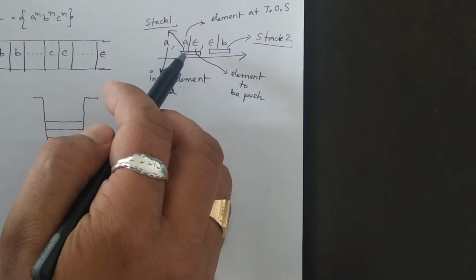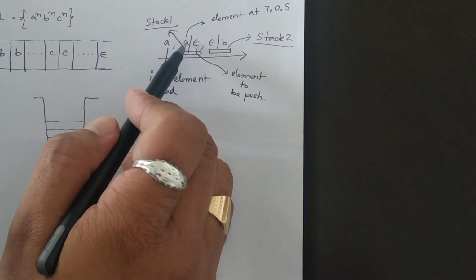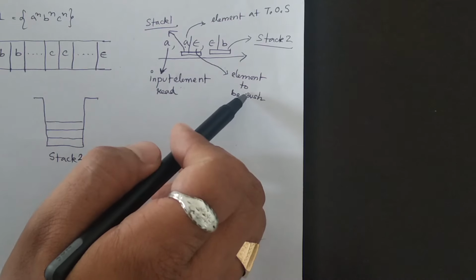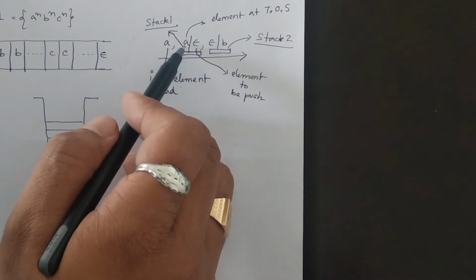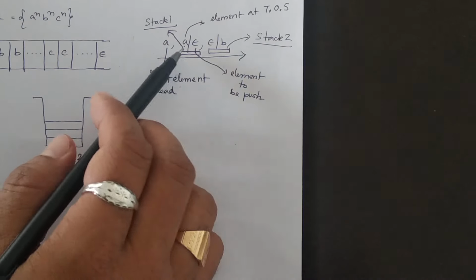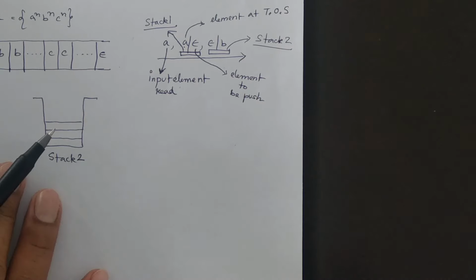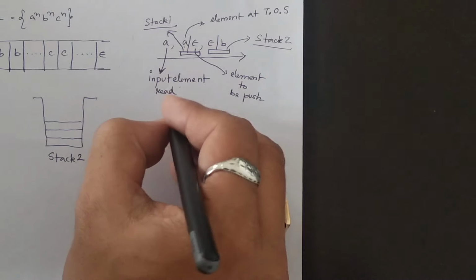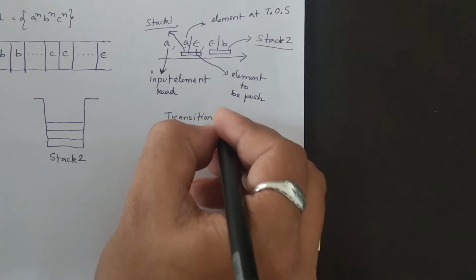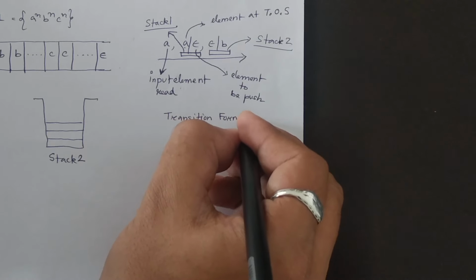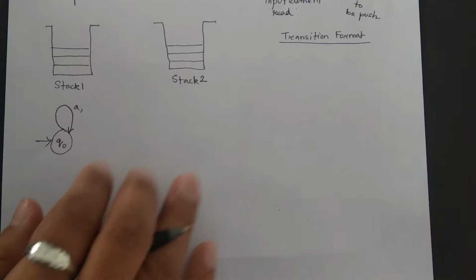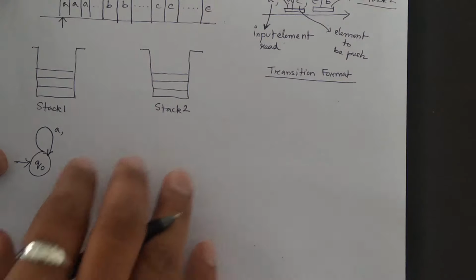In stack 1 we will be having 2 operations. The first one is the element at the top of the stack, and the second one is the element to be pushed. If there is nothing, that means you have to pop the element at the top of the stack. Clear? Same operation goes with stack number 2. Got it? This is the transition format. I will write it down. This is the transition format.